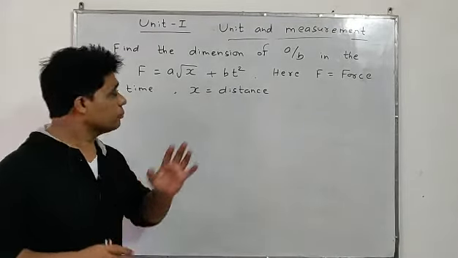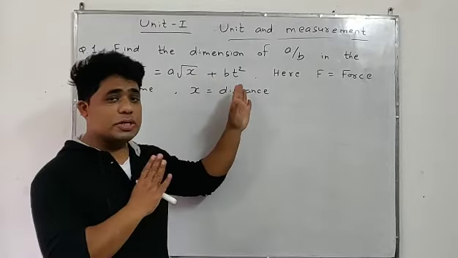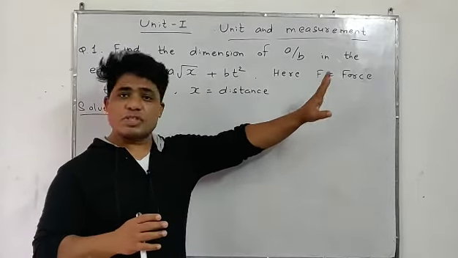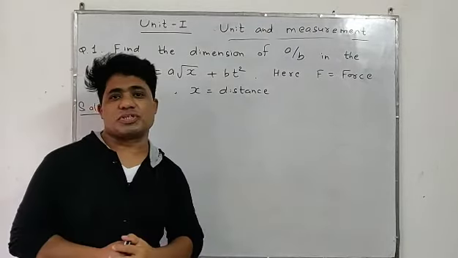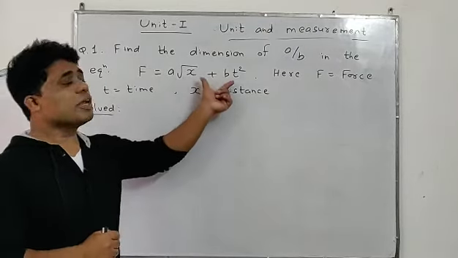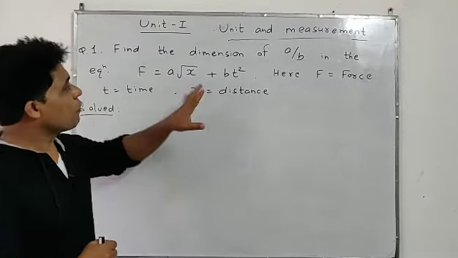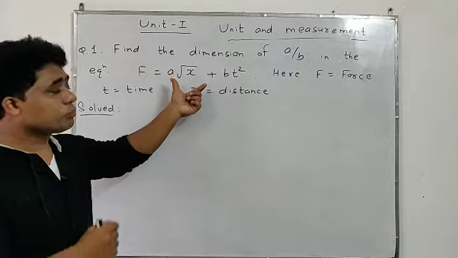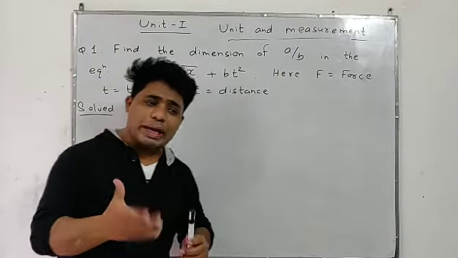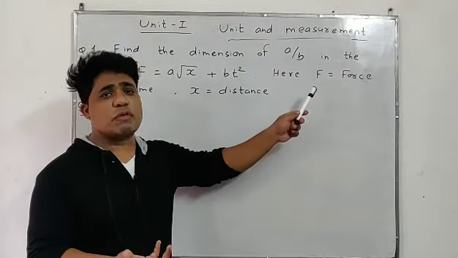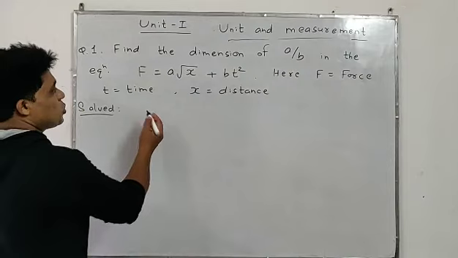We are given an equation f equals A root x plus B t square. Here f is force, t is time, and x is distance. Using this equation, we have to find the dimension of A by B. For getting the dimension of A by B, obviously we have to find the dimension of A and B individually. So let's start the solution.